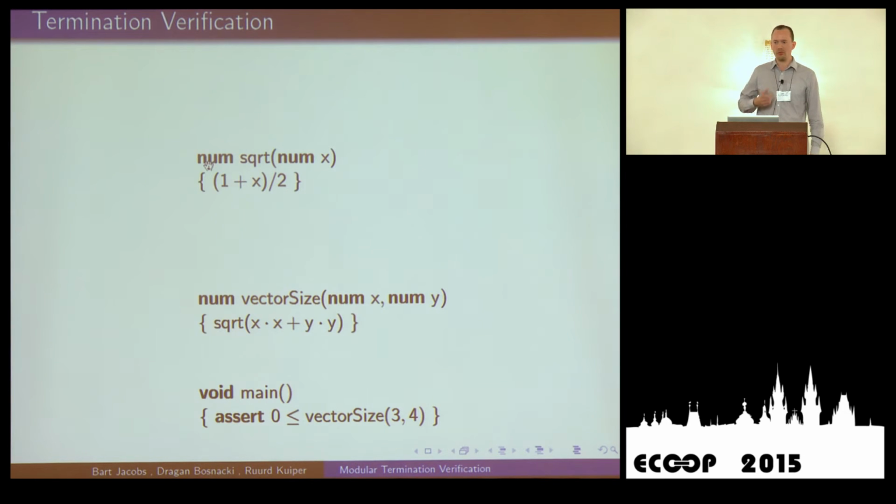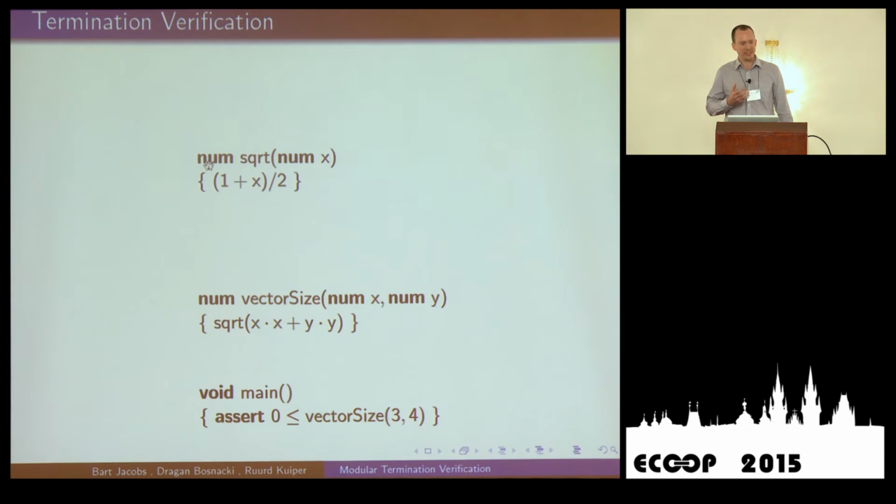So again, to perform modular termination verification, we have to come up with a specification formalism, a notion of module correctness, and then an approach for writing specifications that is both expressive and abstract. Now for the specification formalism and for the module correctness approach, I'm going to use very standard approaches. So that's nothing new going on here.